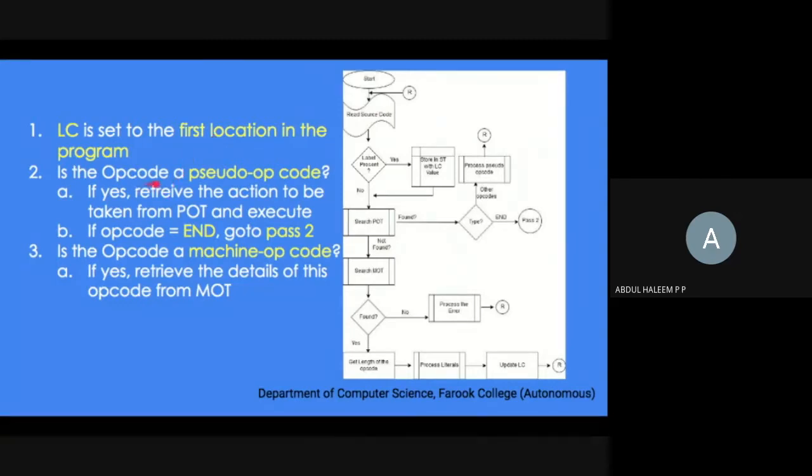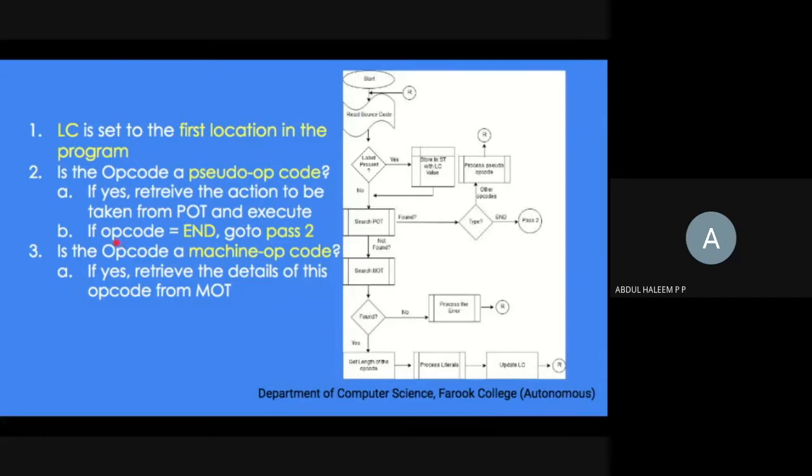Then what is the opcode? Is the opcode a pseudo opcode? If it is, how can we check that? For that purpose, there is the POT, the pseudo opcode table. The POT will be searched with the pseudo opcode given in the user's program. If there is a match, that means it's a correct pseudo opcode. Then the action corresponding to the given pseudo opcode will be retrieved and executed.